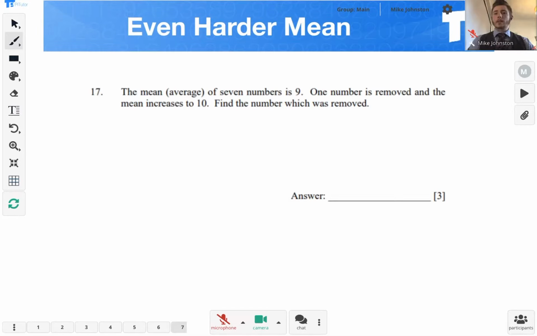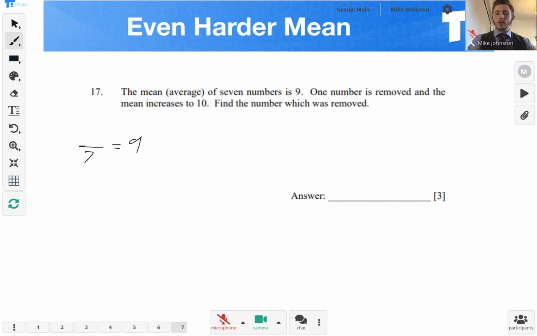Okay, so the mean of 7 numbers is 9, 1 number is removed, and the mean increases to 10, so we need to find which number was removed. Okay, so we know there's 7 numbers, and that gives a mean of 9, so I'm just going to think, at the moment, something divided by 7 is going to be 9.